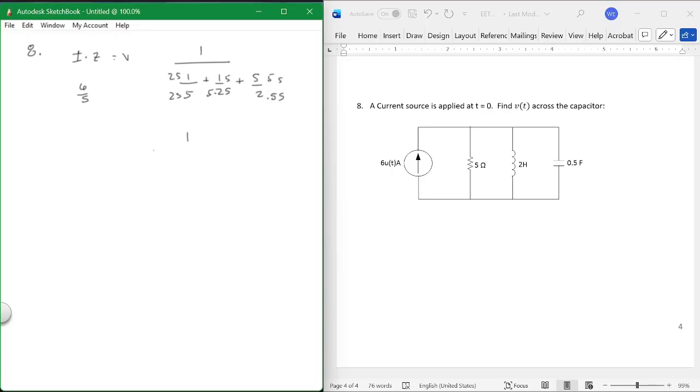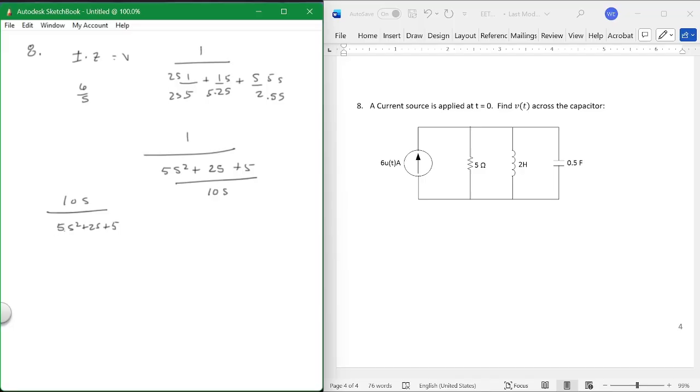I'll rewrite it. It's 1 over (5S squared plus 2S plus 5) all over 10S. Now the denominator goes in the numerator, so that equals 10S over 5S squared plus 2S plus 5.